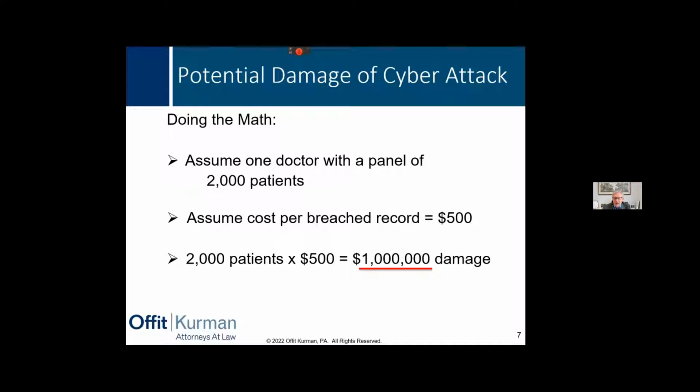Now, that is an astonishing number, and frankly, I do find it difficult to believe, even though it's derived from a reputable study that gleaned the information from numerous reputable sources. But it's still an astonishing number. But even if you were to take half of that estimated cost per record and say $250 per compromised record, you still get a huge number, $500,000 in damage for that single doctor's records.